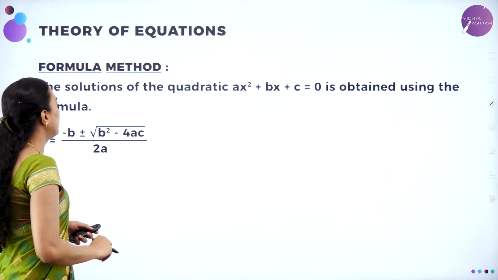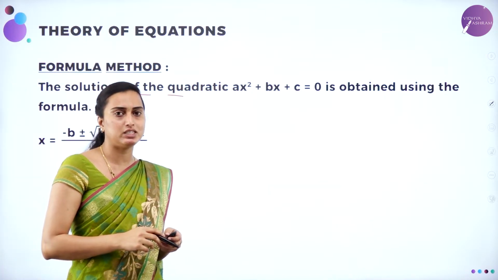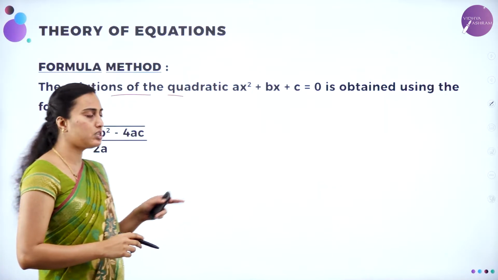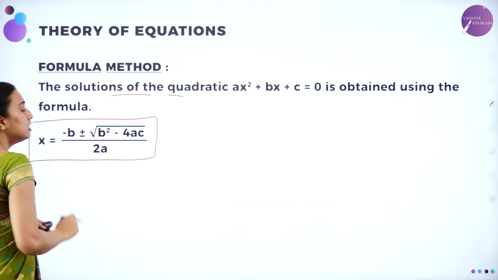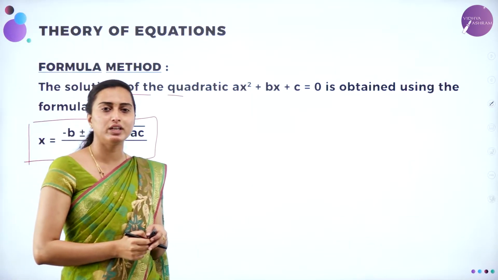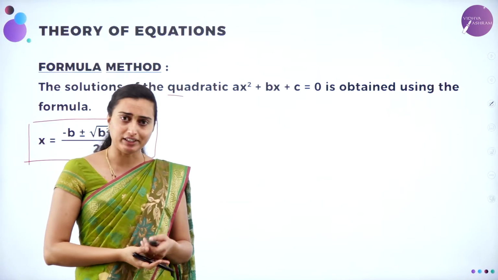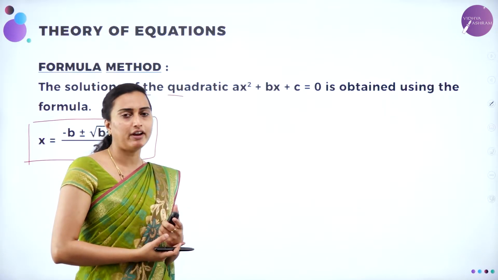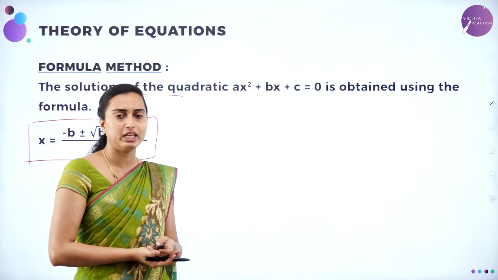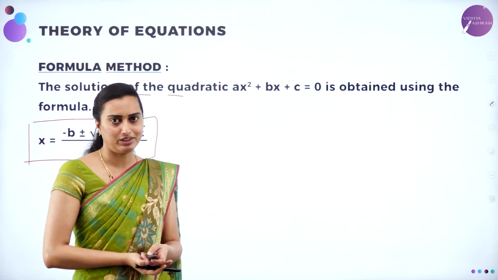What is the formula method? The solution of the quadratic equation ax squared plus bx plus c equal to 0 is obtained using the formula x is equal to minus b plus or minus square root of b squared minus 4ac, divided by 2a. If you cannot factorize that one, then you are moving on to the formula method. If you can factorize, you can do that easily by equating to 0. Okay, so that is called the factorization method.